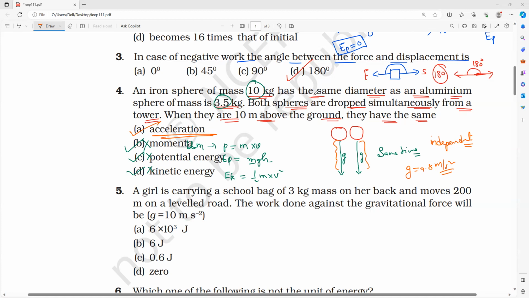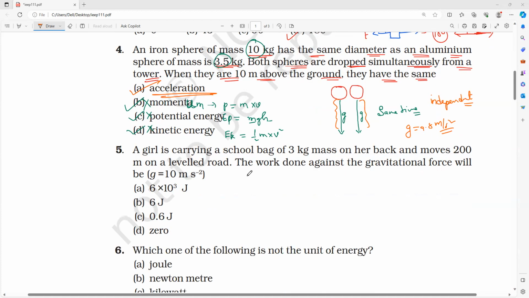Everybody has to read. So the answer is: a girl is carrying a school bag of 3 kg mass on her back and moves 200 meters on a leveled road. The work done against the gravitational force will be? She is not doing any work against gravity. She is carrying her school bag of 3 kg and walking 200 meters horizontally. So, level road. What does work done against gravity mean?